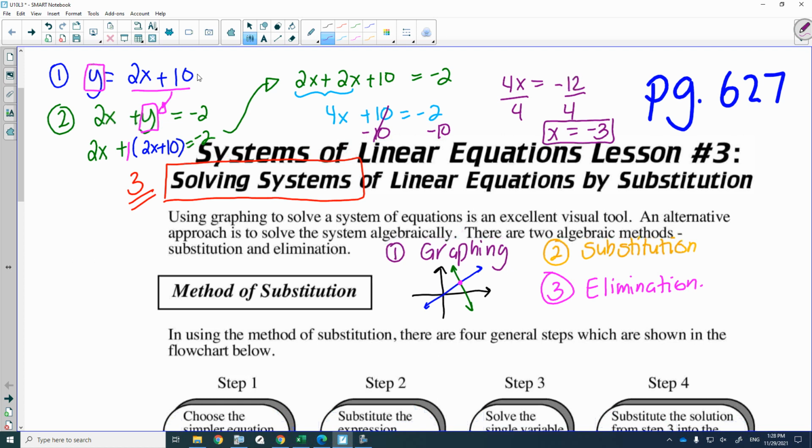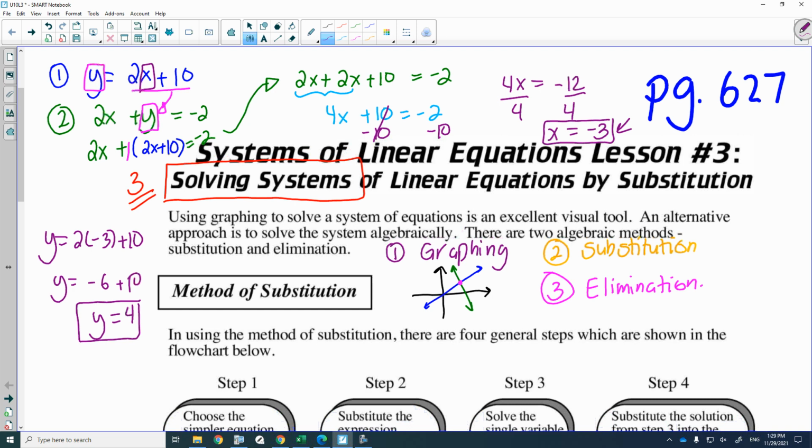So I'm going to take this first system, y is equal to 2x plus 10, and I'm going to take the x out, and I'm going to put in what I solved x to be. So that would be y is equal to 2 times negative 3 plus 10. Y is equal to negative 6 plus 10. Y is equal to 4.